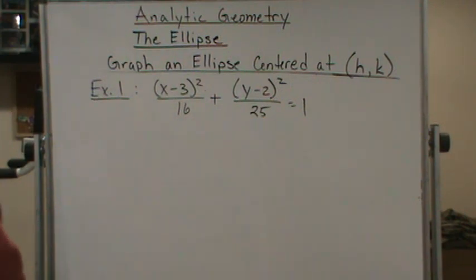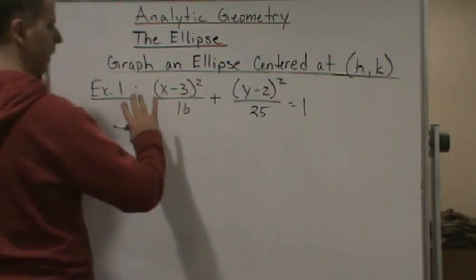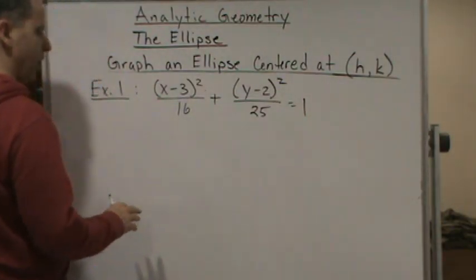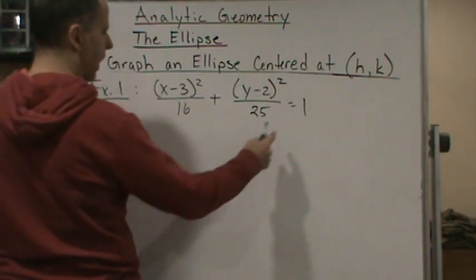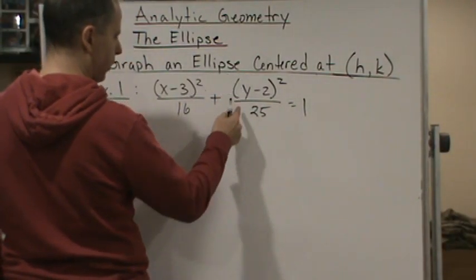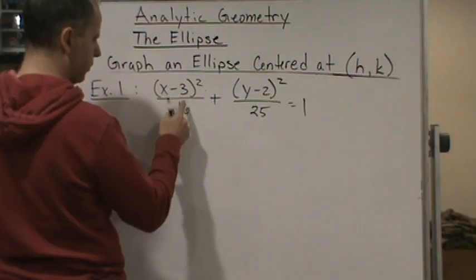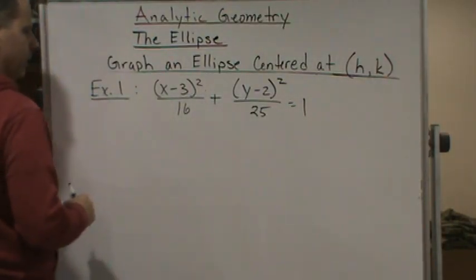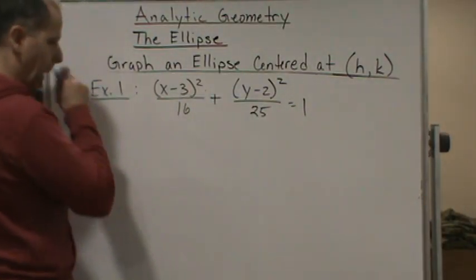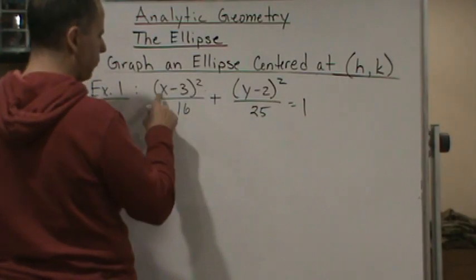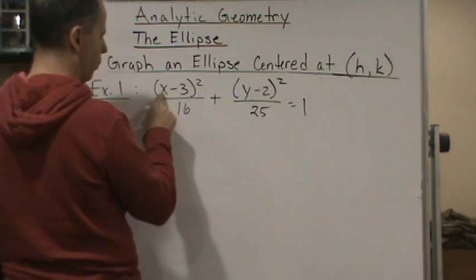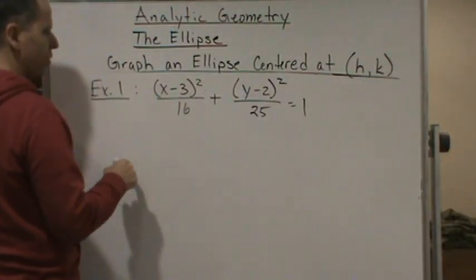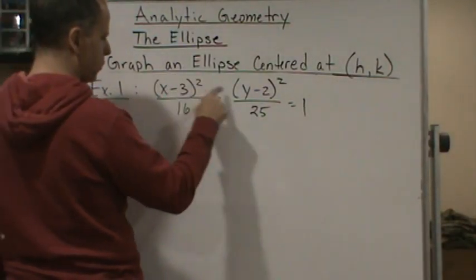All right, now let's do an example. So here we've got the equation of an ellipse. You could tell that it's an equation of an ellipse by the form, right? So we've got 1, and we've got some variable over 25 and another variable squared over another number, right? Now also keep in mind that the form is always y minus k and x minus h. So the subtraction is important.